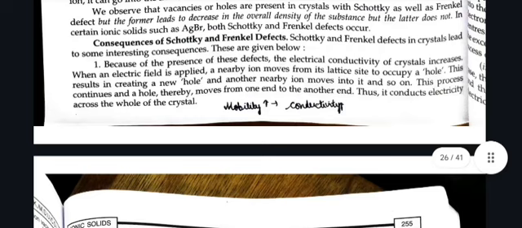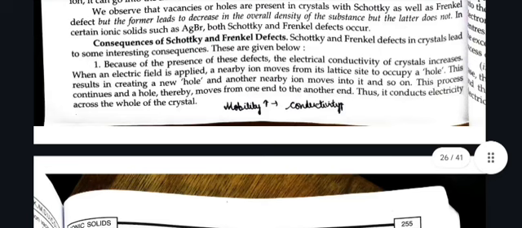Consequences of Schottky and Frenkel defect. Schottky and Frenkel defects in crystals lead to some interesting consequences. These are given below. Because of the presence of these defects, the electrical conductivity of the crystal increases. When an electric field is applied, a nearby ion moves from its lattice site to occupy a hole. This results in creating a new hole and another nearby ion moves into it, and so on. This process continues and a hole thereby moves from one end to the other end. Thus it conducts electricity across the whole of the crystal. Due to the presence of holes in the crystal, its density decreases.